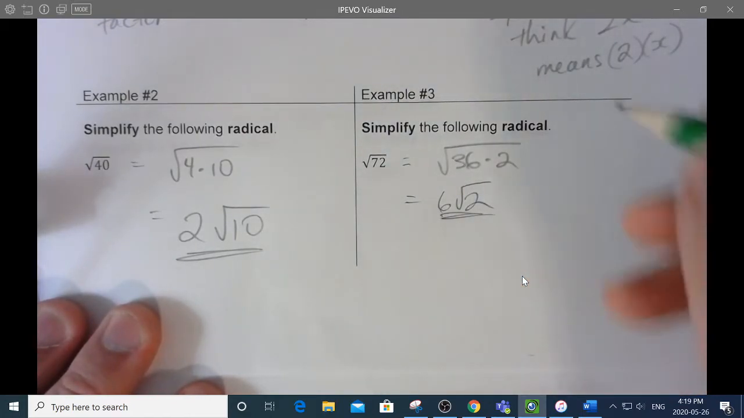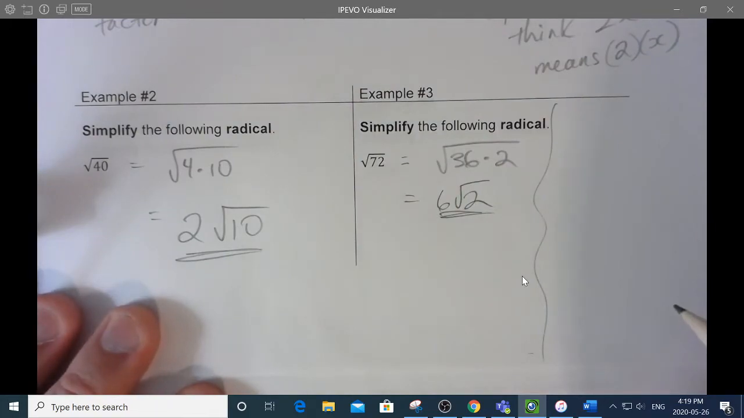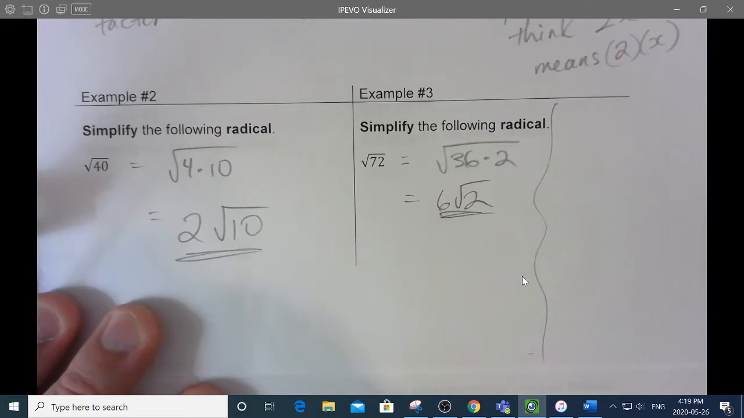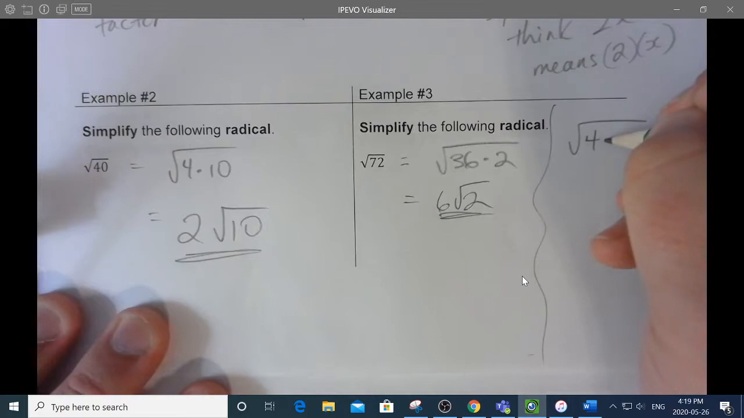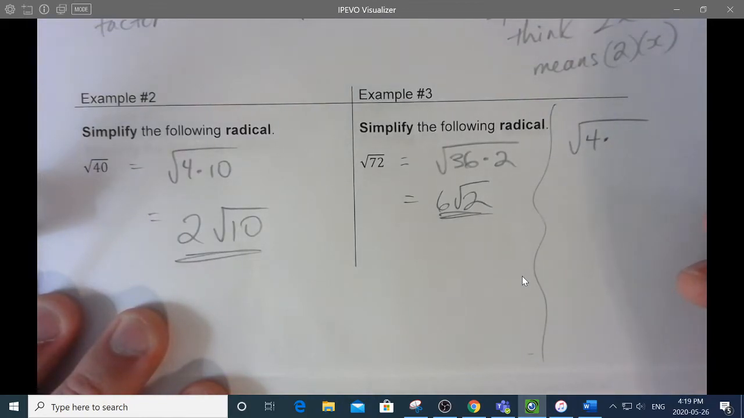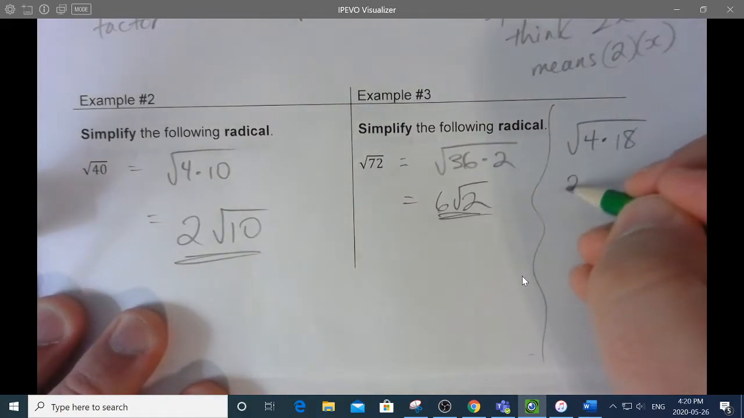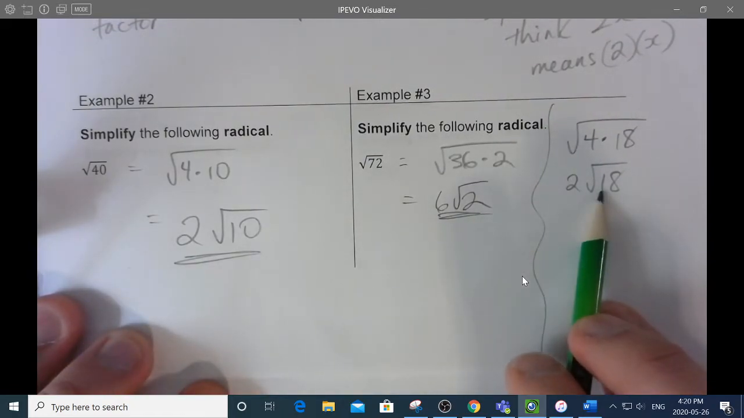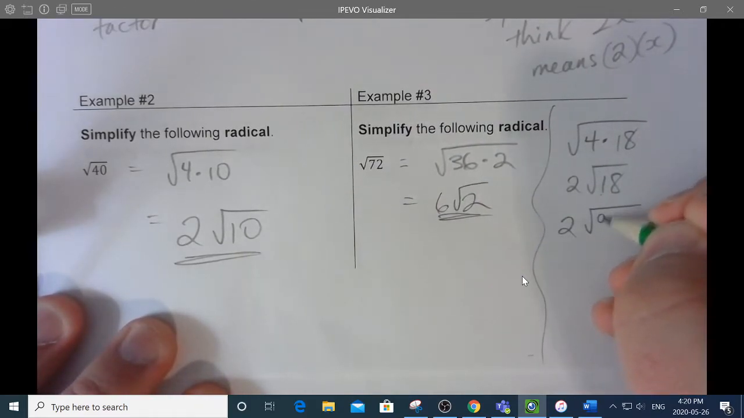Now, if you had looked at 72 and went, aha, I know what the biggest perfect square is, it's the same here, it's 4. You might have gone, oh, okay, so it's actually 4 times, and then, oh man, what would it be? 4 times 18. There we go. I had to think about that. Then you'd have had 2 root 18. And notice that's not the final answer. That's not as simplified as this is, because why not? Because 18 also has a 9 in it.